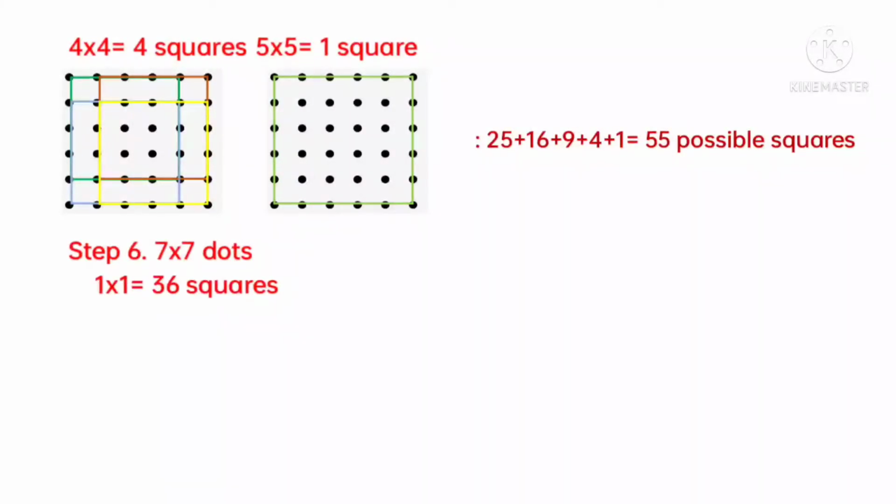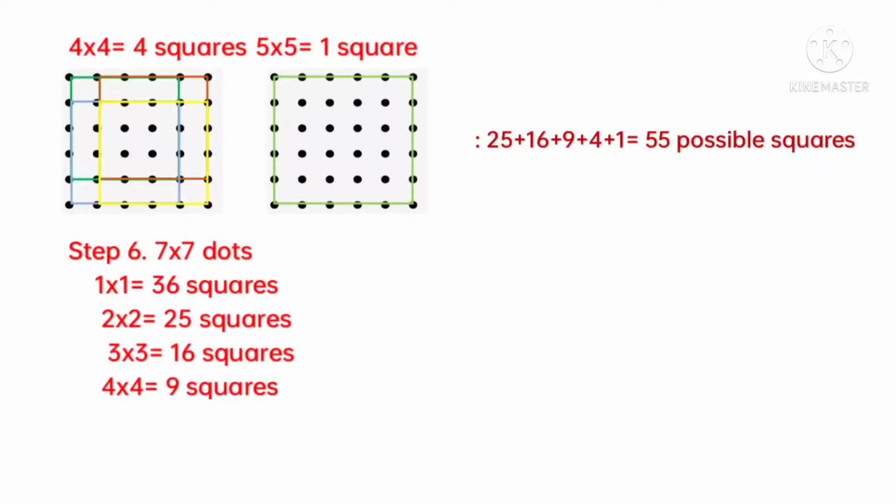So, may ma-draw tayo dito is 1 by 1, which is 36 squares. Then, 2 by 2, may 25 squares. 3 by 3, may 16 squares. 4 by 4 is equal to 9 squares. And 5 by 5, may 4 squares. And 6 by 6, may 1 square. Hindi ko na siya present ng animation kasi mas mahirap na to kasi madami na siyang square.